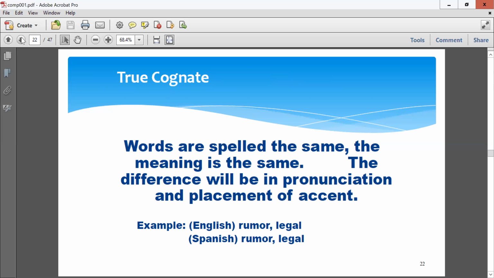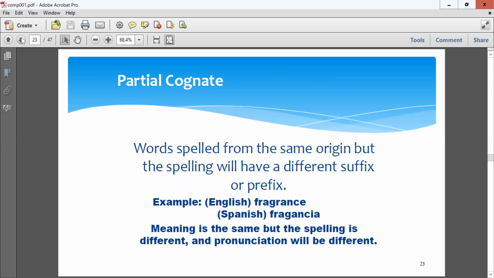So the difference is really in the pronunciation and the placement of the accent. And I apologize for my accent. It's probably not that great. Partial cognate will be similar. It's spelled from the same origin, but it's slightly different. It may have a different suffix or a prefix.